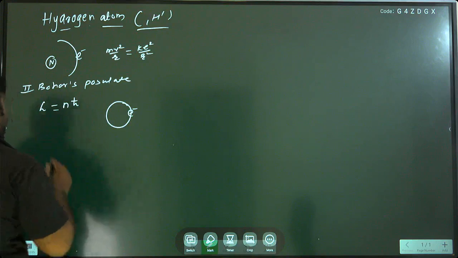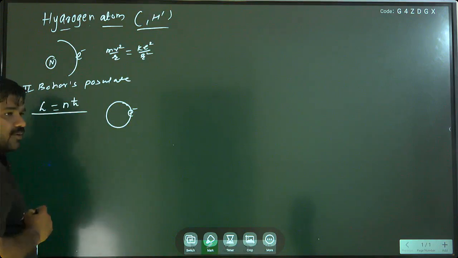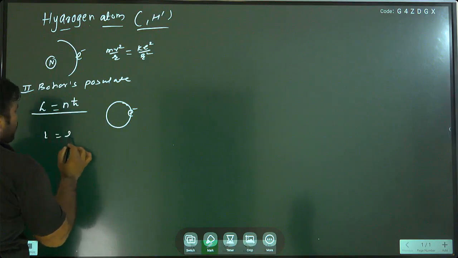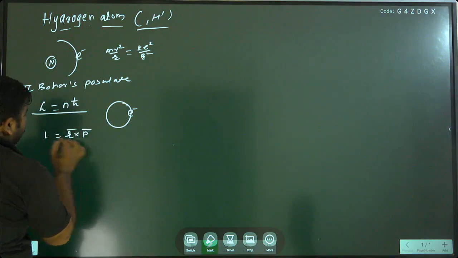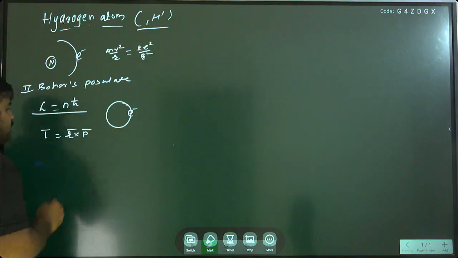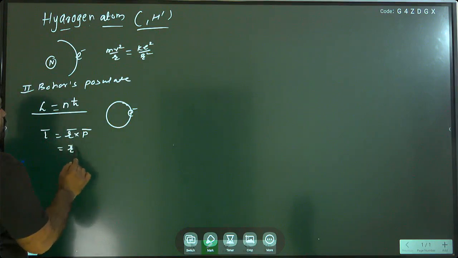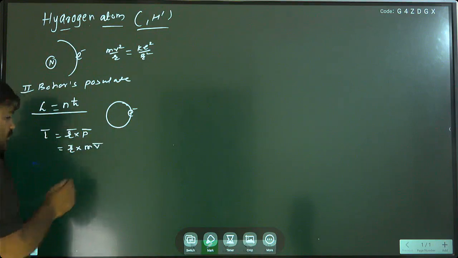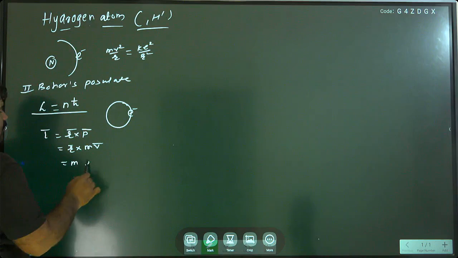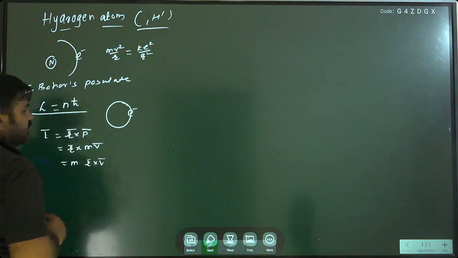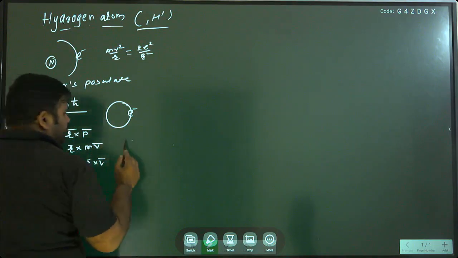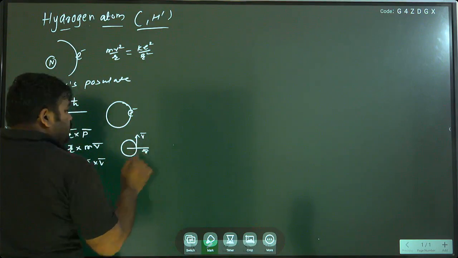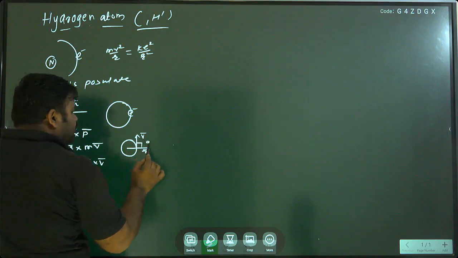L is equal to n h cross, where L is the angular momentum. Angular momentum is equal to r bar cross p bar. Here p bar is nothing but momentum, and momentum is equal to mass into velocity. M is constant, so take it outside: m r bar cross v bar. What is the angle between r bar and v bar? The angle between them is equal to 90 degrees.